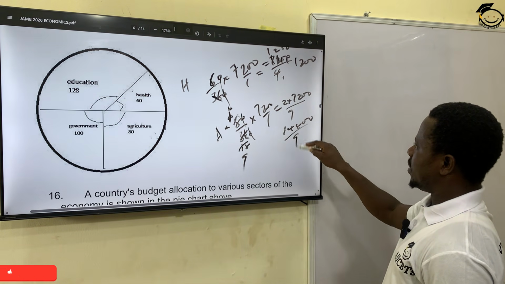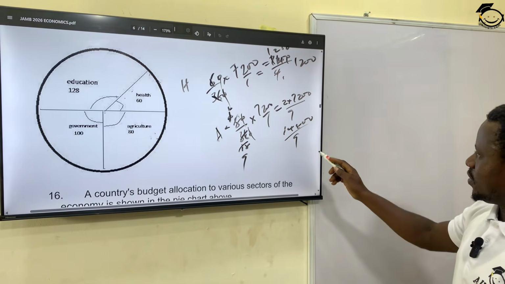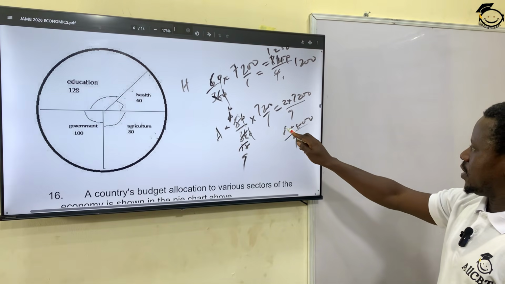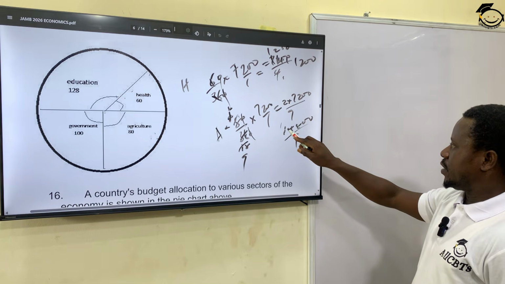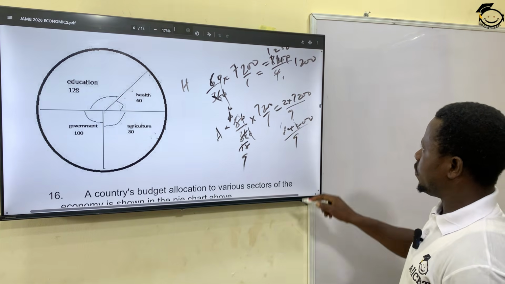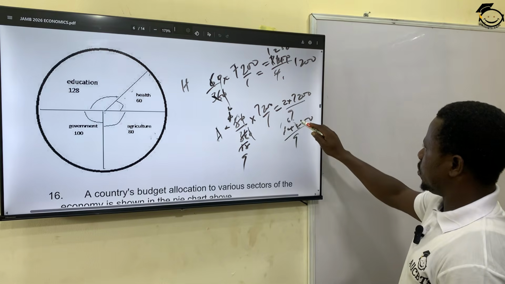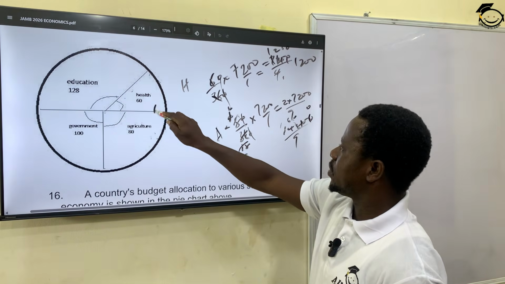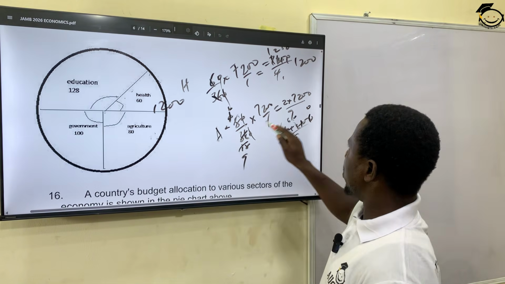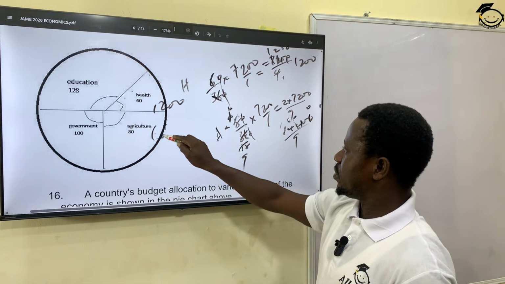Okay? Divided by 9. If we go about this, I think this should give us 9 here. This 1, 9 in 54. 9 in 54 is 6. Okay? This 0 goes. This 0 goes. So we have, for health, 1,200. And we have for agriculture 1,600.